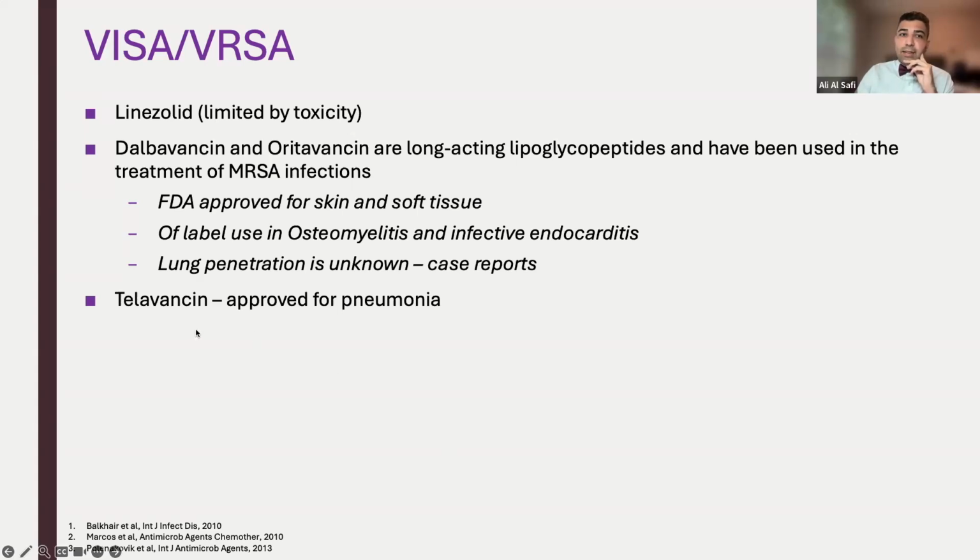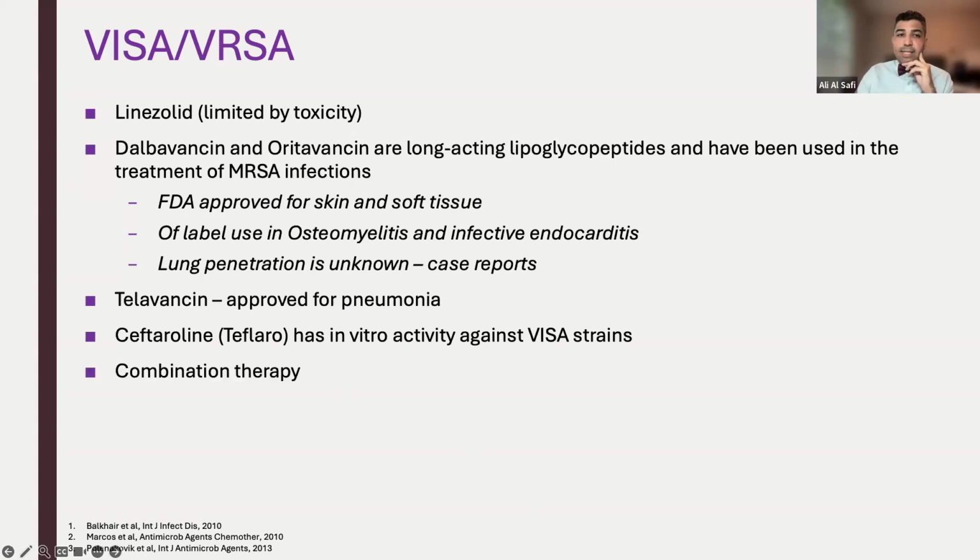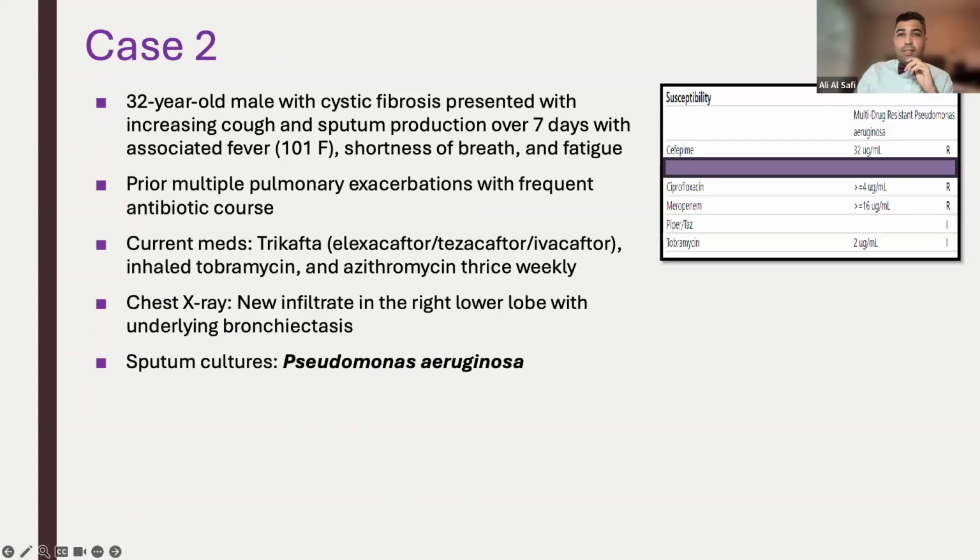Telavancin is another one in the same family, but it's approved for pneumonia, especially hospital-acquired pneumonia. And cefiderocol has in vitro activity, works in the lab, but we don't know if it works in real life. And there's the combination therapy, mostly linezolid and daptomycin, ceftaroline, telavancin, and that's the last resort. So we're done with Staph aureus.